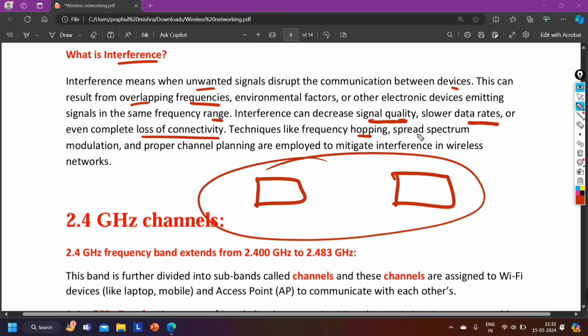Technically, frequency hopping, spectrum modulation and proper channel planning are employed to mitigate interference in wireless networking. So these are different techniques which we use to avoid interference. Getting my point? Don't worry, you will understand frequency hopping as well, spectrum modulation, and proper channel planning. You are going to understand proper channel planning in this video, right? After watching this video, you can set up two APs on a floor in such a way that they cannot overlap with each other.